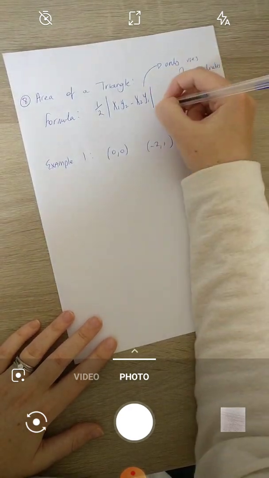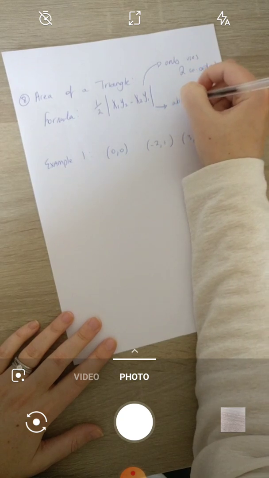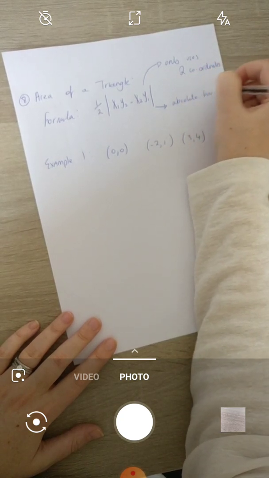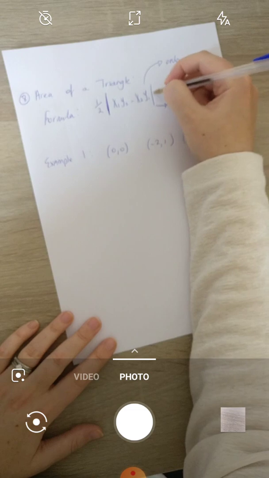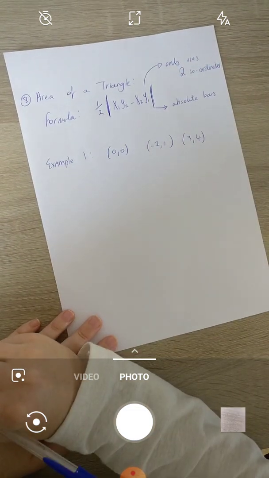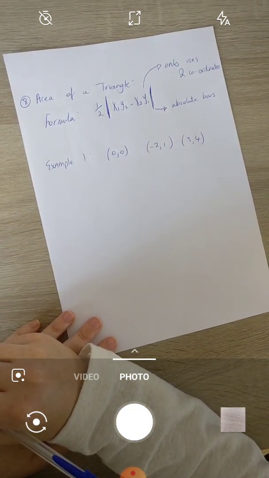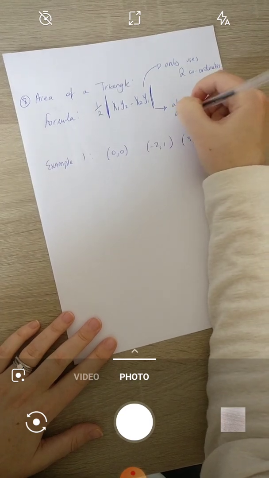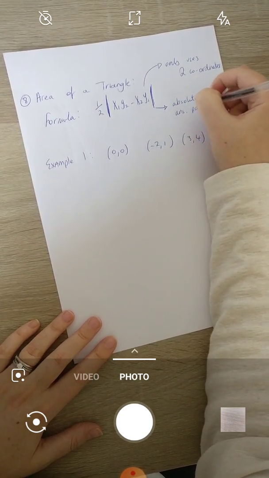These absolute value bars in the formula, okay, so the bars here, they just mean that because this is a real life problem, you're allowed to always make the answer positive.